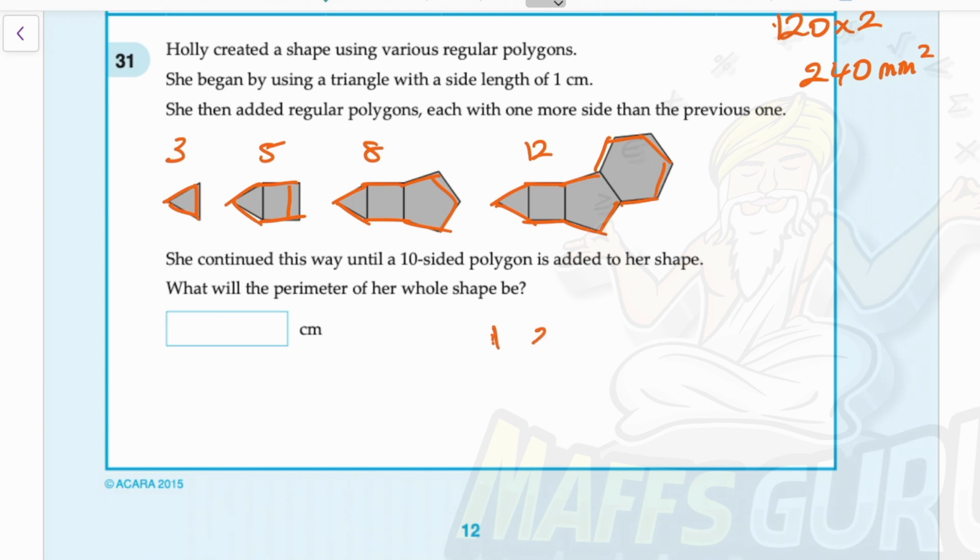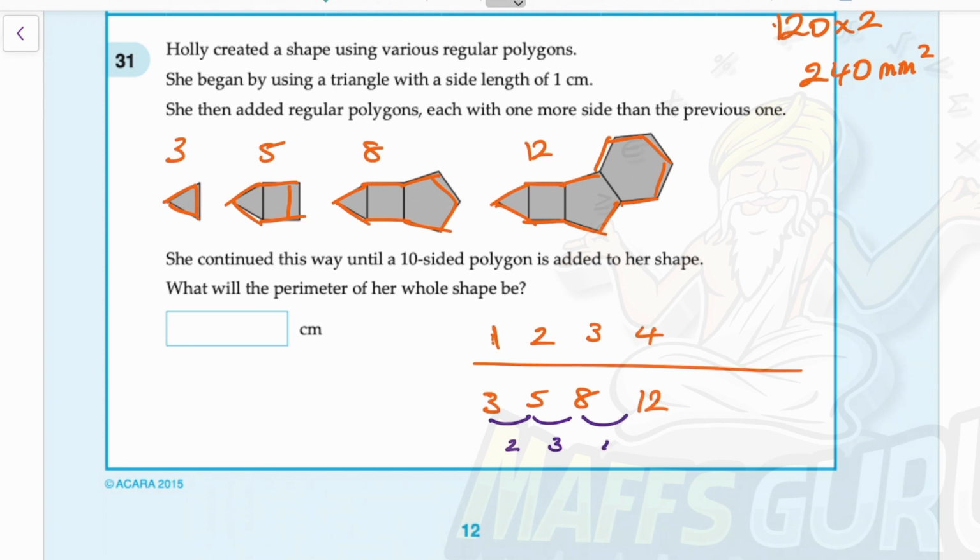So the first shape, second shape, third shape, fourth shape. And let's look at the perimeter: 3, 5, 8, and 12. Is there a pattern? So how much does that go up by? That goes up by 2. That goes up by 3. That goes up by 4. And so what can I do now?